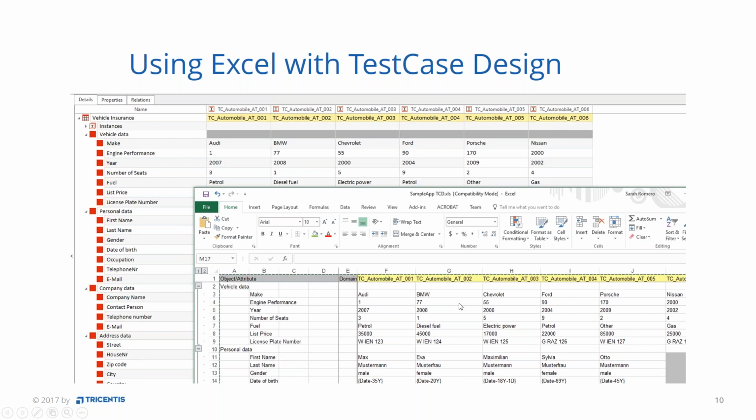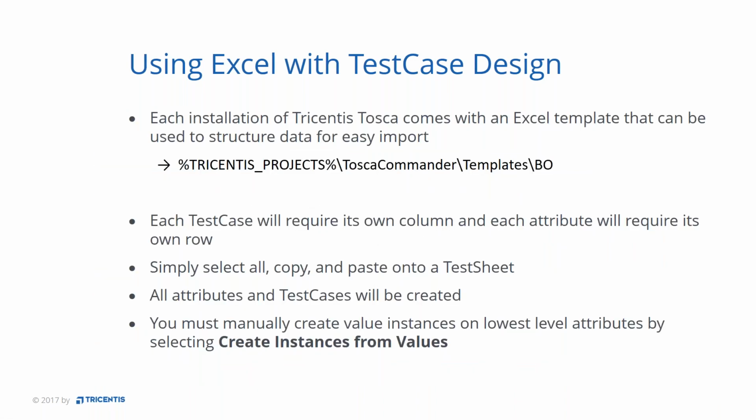Okay? And then the data corresponding to each of those attributes belongs here, under the corresponding test cases. Okay, so as I said, you can just go ahead and use that template that comes with Tosca. That's the easiest way. Each test case, as I said, requires its own column. Each attribute requires its own row in this format. And then you simply can select all, copy, and paste it into your test sheet.